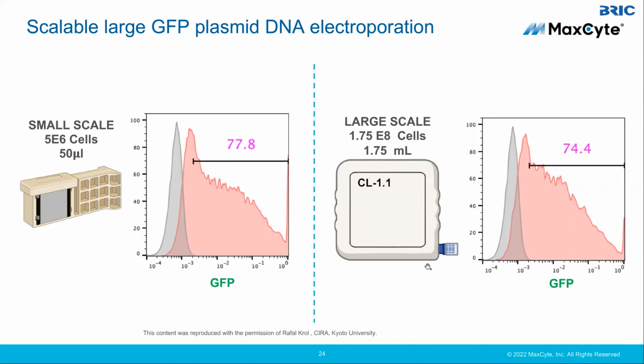So really depending on how many cells you need to electroporate, I just wanted to show this, that even with iPS cells, you can get really good scalability from a low microliter range up to over an mL of electroporation volume.